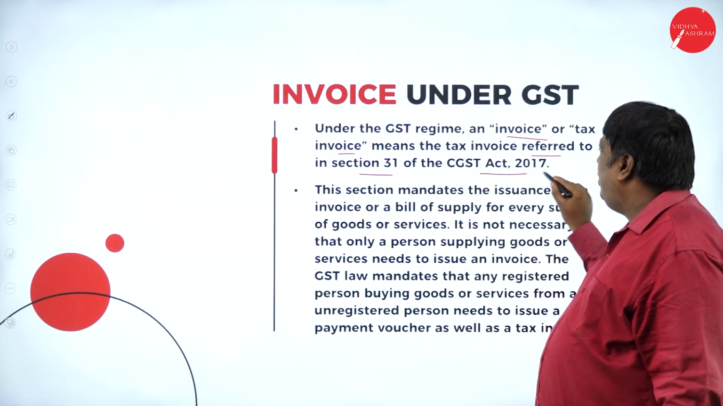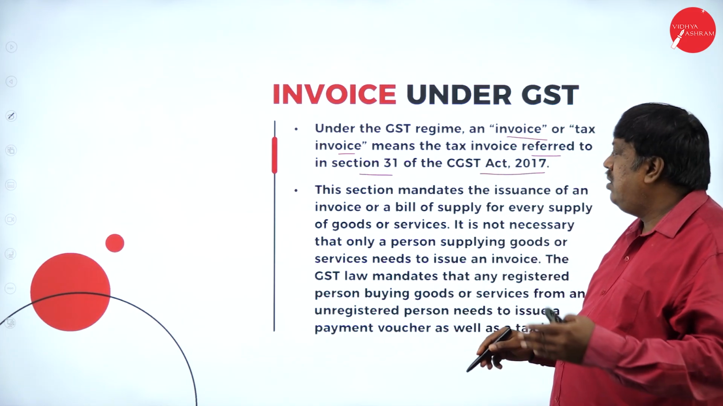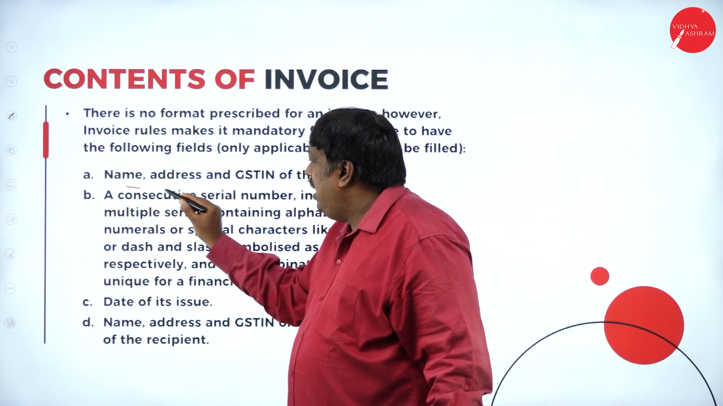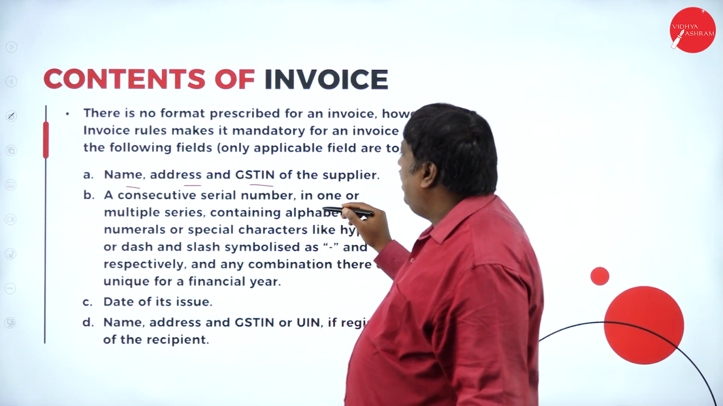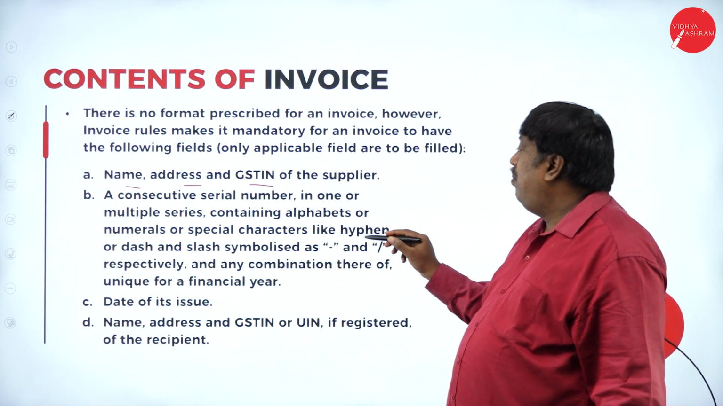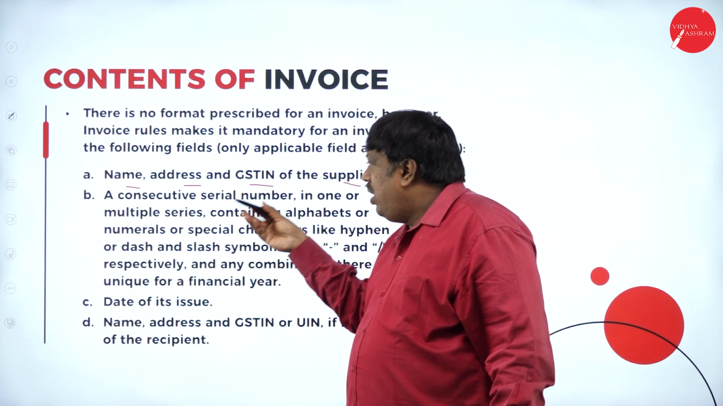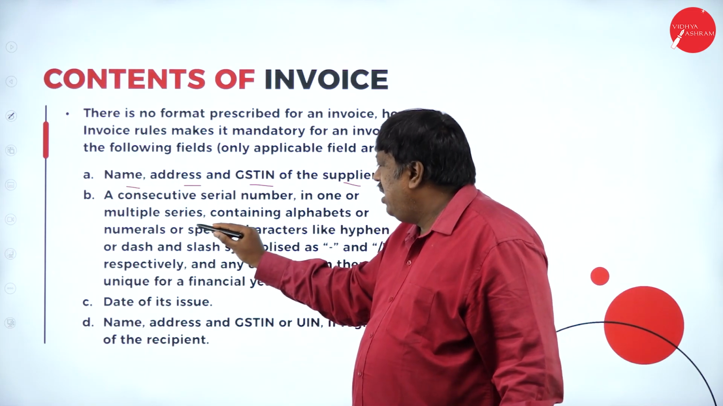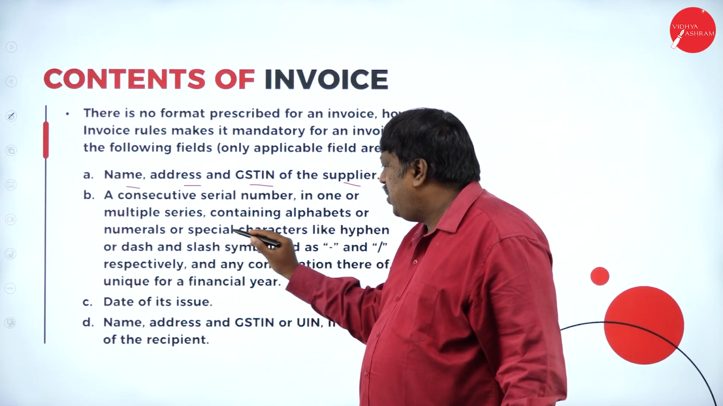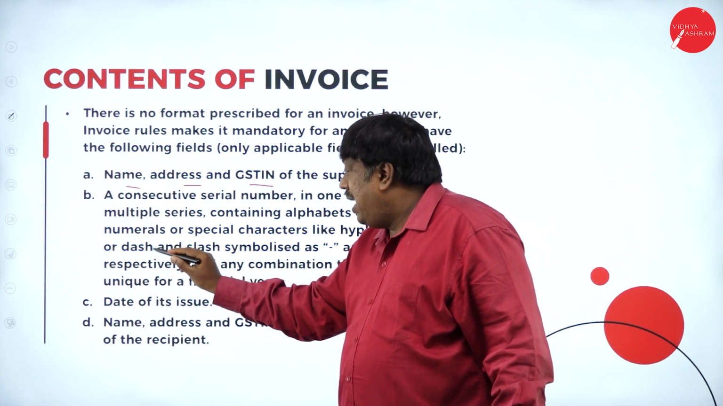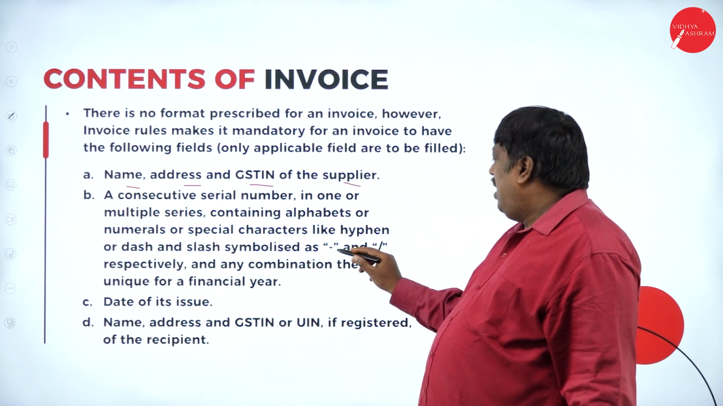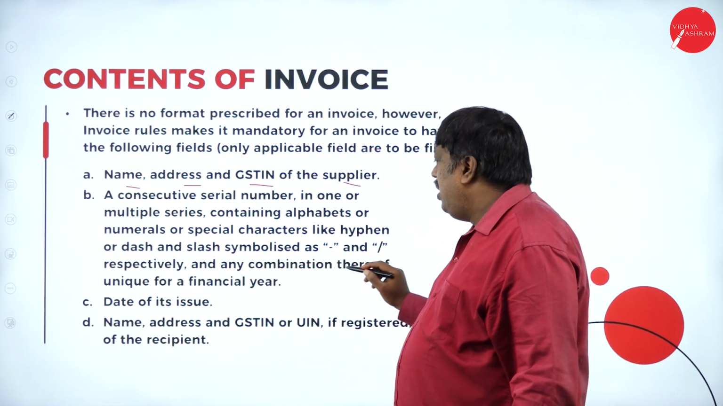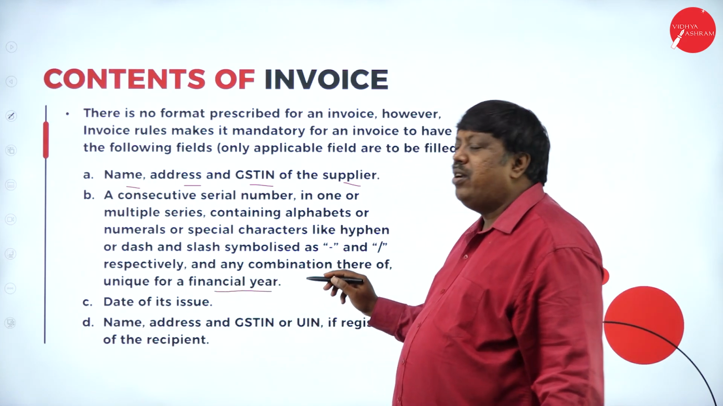Under GST, as already said, it is either an invoice or a tax invoice, which means the invoice referred to in section 31 of the CGST Act 2017, where it contains certain information like the contents of the invoice. The first is the name, address and GSTIN, that is the Goods and Services Tax Identification Number, of the supplier. Next is the consecutive serial number in one or multiple series containing alphabets, numerals, and special characters like hyphen or dash, or slash, and any combination thereof, unique for the financial year.